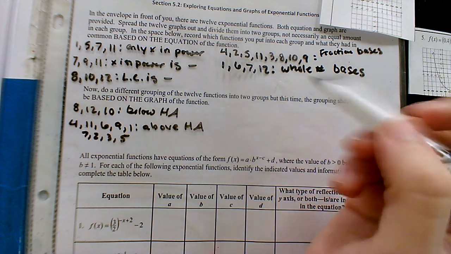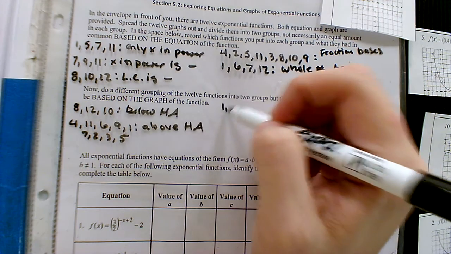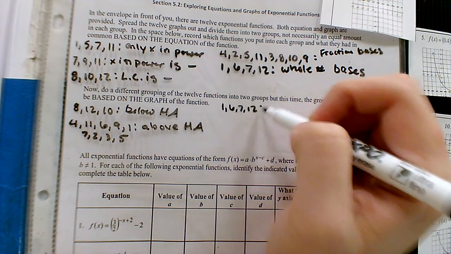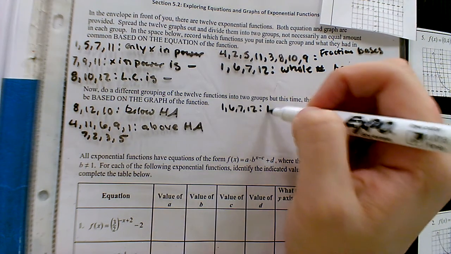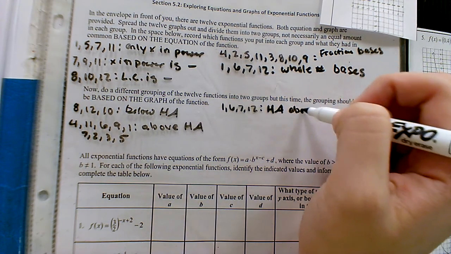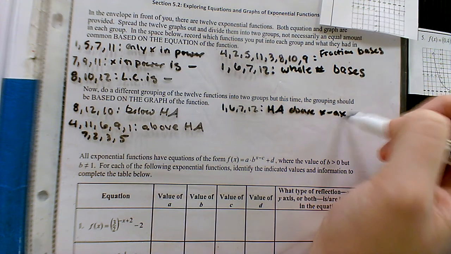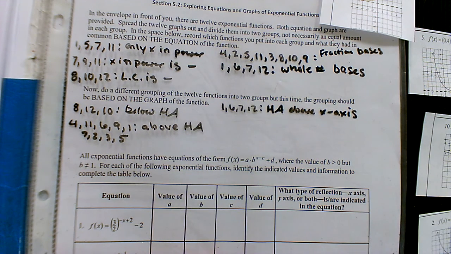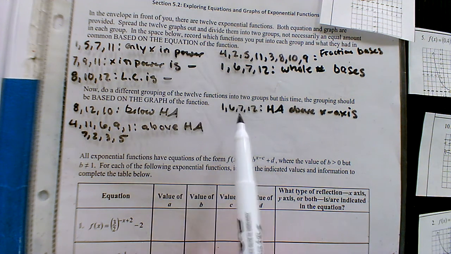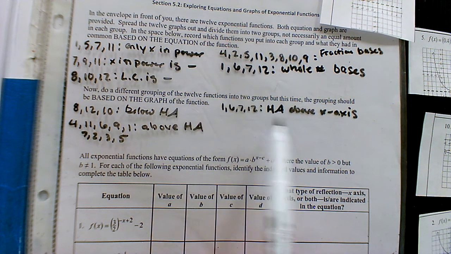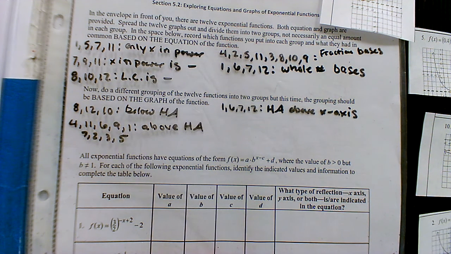Noah, did you come up with anything? 7 and 12, the horizontal asymptote is above the x-axis. Okay, so the horizontal asymptote is above the x-axis. So not only can we start to look at if the graph itself is above or below the asymptote, but maybe we can see where the asymptote is located, above the x-axis or below the x-axis, meaning positive or negative. I like it. So that would mean the other one's not listed. The horizontal asymptote is either on the x-axis or below it.